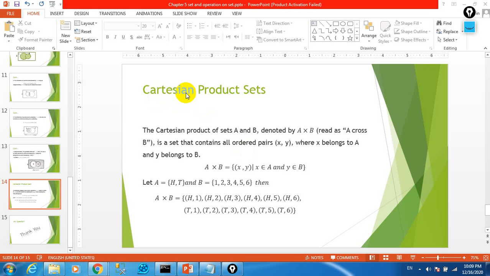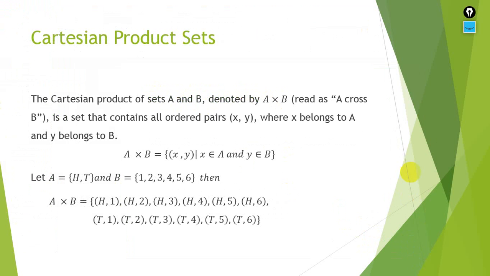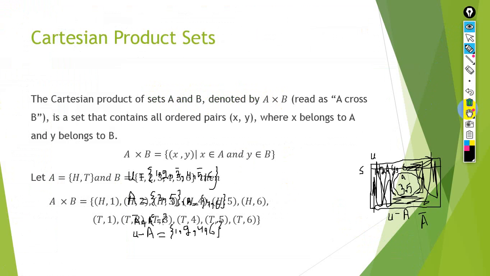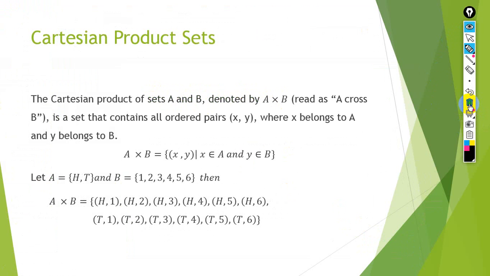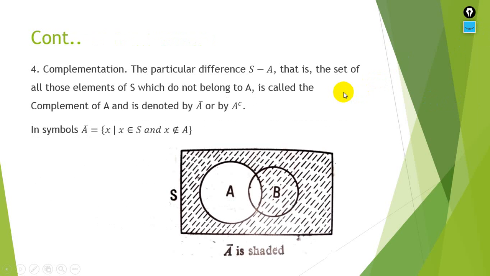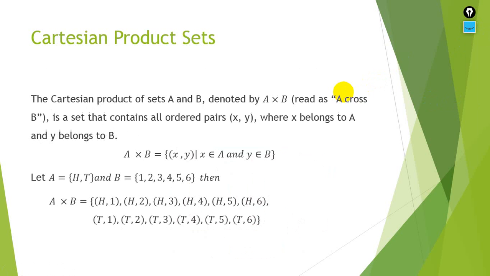Okay, next topic is the Cartesian product of sets. Cartesian product means how we multiply two sets. If we have two sets, how will we find the multiplication of these two sets? The Venn diagram and operations are finished here. The operation we discussed is the multiplication of two sets.